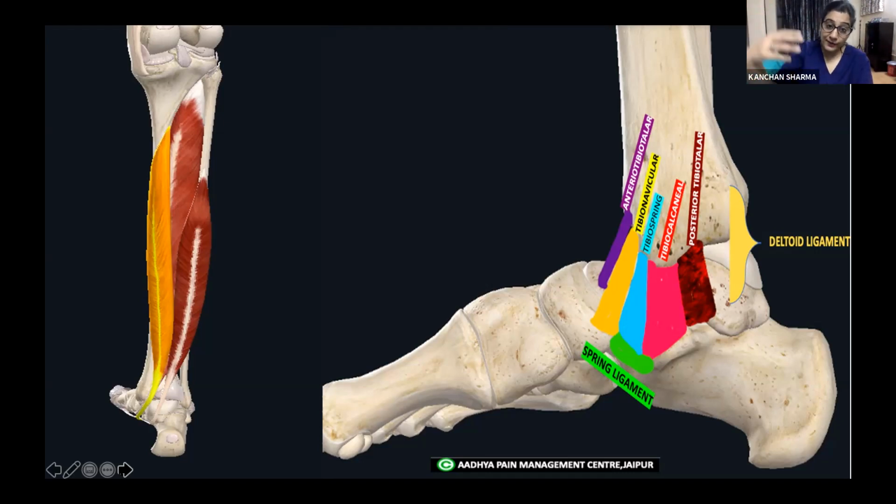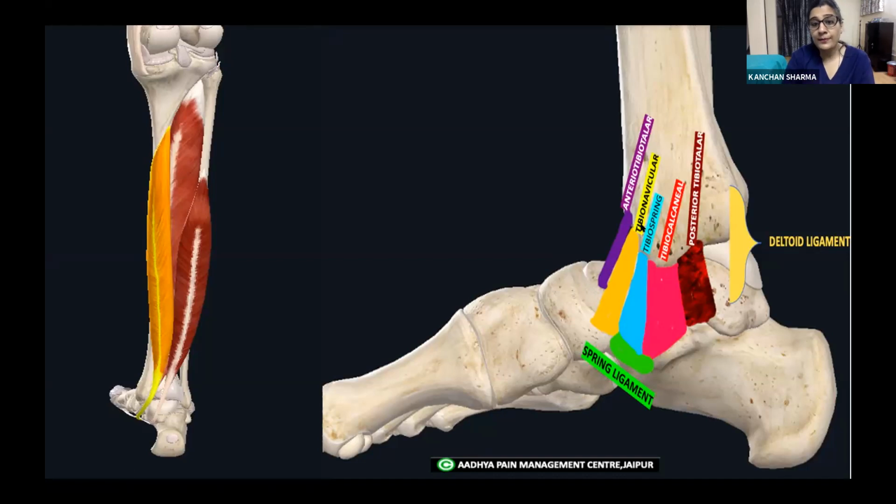Now, all of them will descend down and then take a turn and insert on the sole of the foot. And their function is plantar flexion. The same function applies to the Achilles tendon. It is a plantar flexor. So dorsiflexors are in the anterior compartment. Posterior as well as the medial compartment are the plantar flexors.